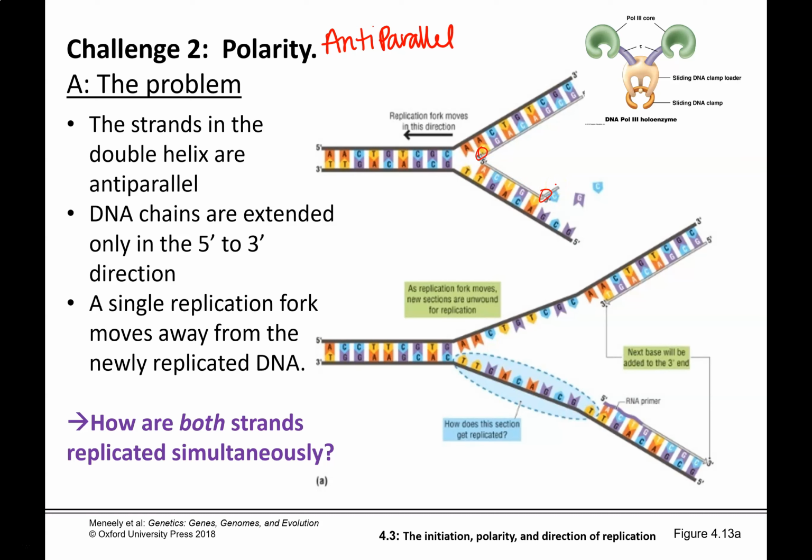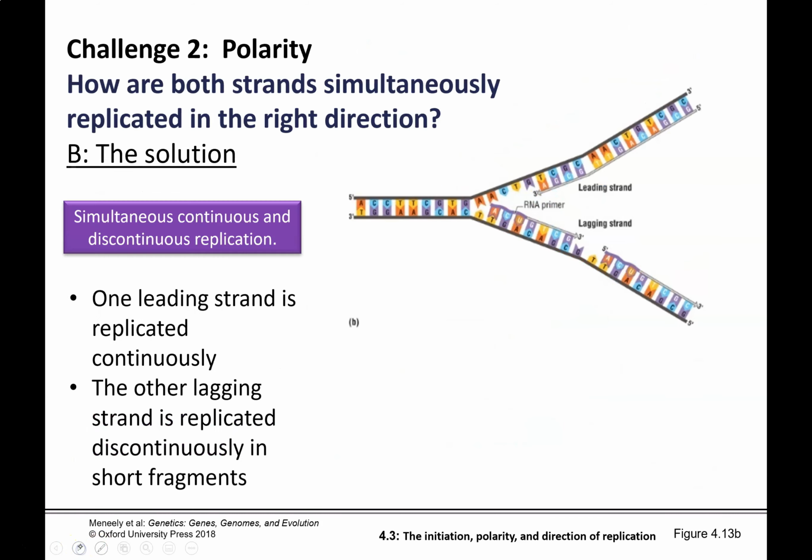At the same time, we have our replication fork expanding outward. So if this is our analogous location here, helicase is going to continue moving and expanding our replication fork. So how are we going to replicate both strands at the same time in opposite directions? Right, so we can do this by replicating them slightly differently on each strand.